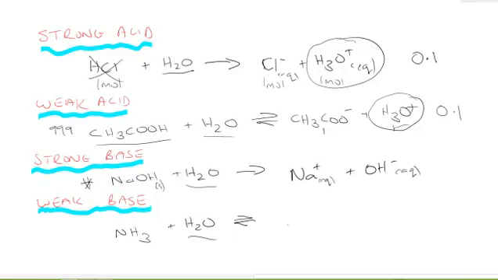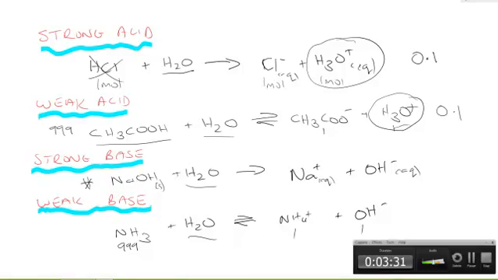Ammonia is a weak base and will form ammonium and hydroxide ions. Now, again, this is a weak base, so it only partially dissociates. So once again, if you have 1,000 of these, probably 999 will be ammonia, and just one will be ammonium, and just one will be hydroxide. So this is the main difference between strong acids, strong bases, weak acids, and weak bases. Complete dissociation with strong versus partial with weak.